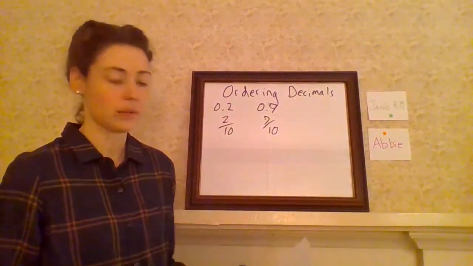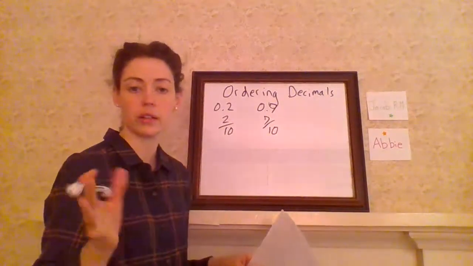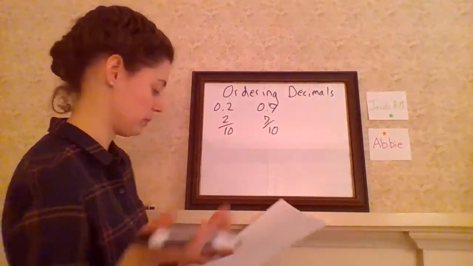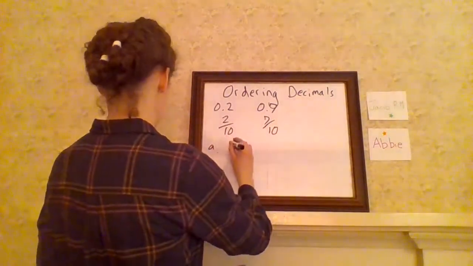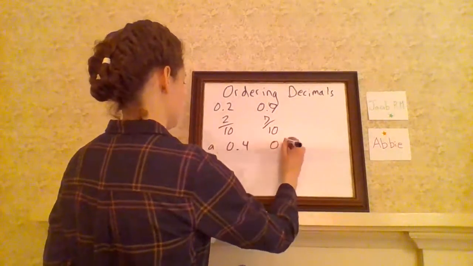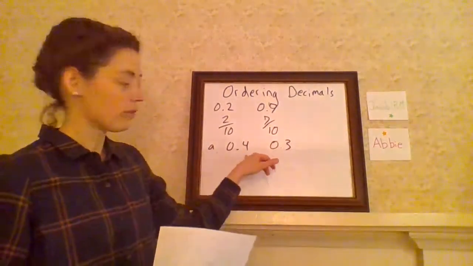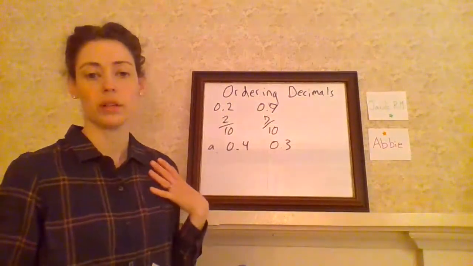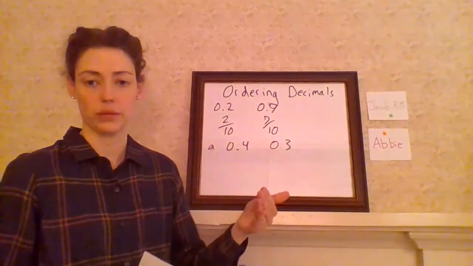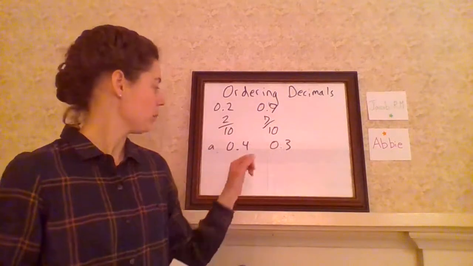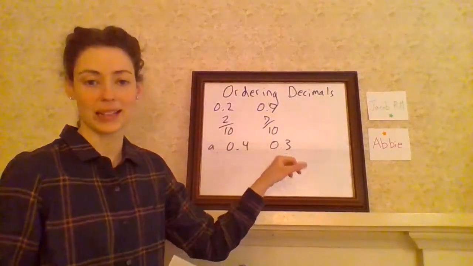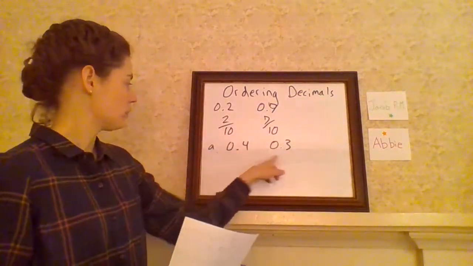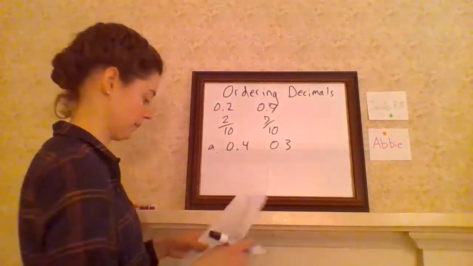So let's look at some other decimals and see which one is bigger. Okay, so is 0.4 or 0.3 bigger? You can think about this as we go through, and I'll say the answer, but just try to jump ahead of me and get the answer before I do. So which one's bigger? 4/10.